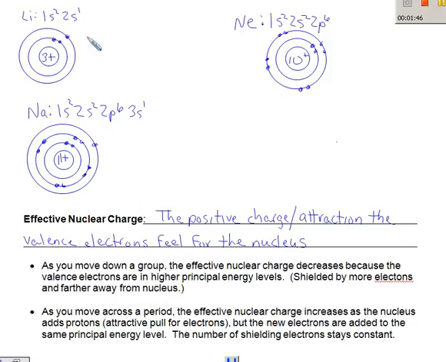And we said that we had 2 shielding electrons here, and we had 10 shielding electrons here, and we had only 2 shielding electrons here.